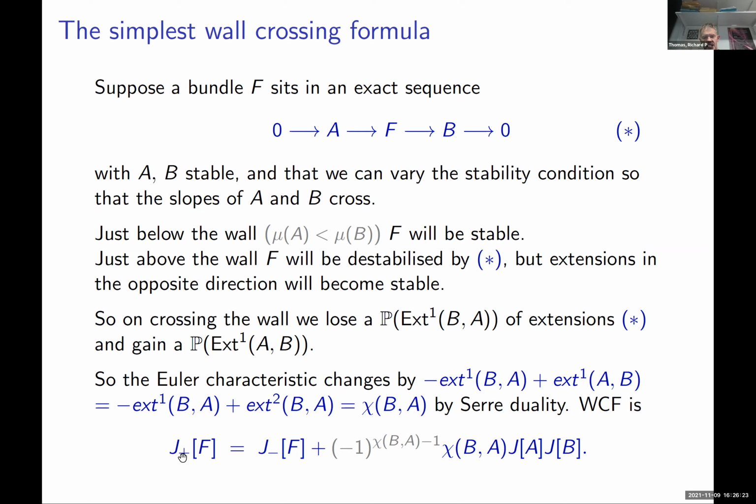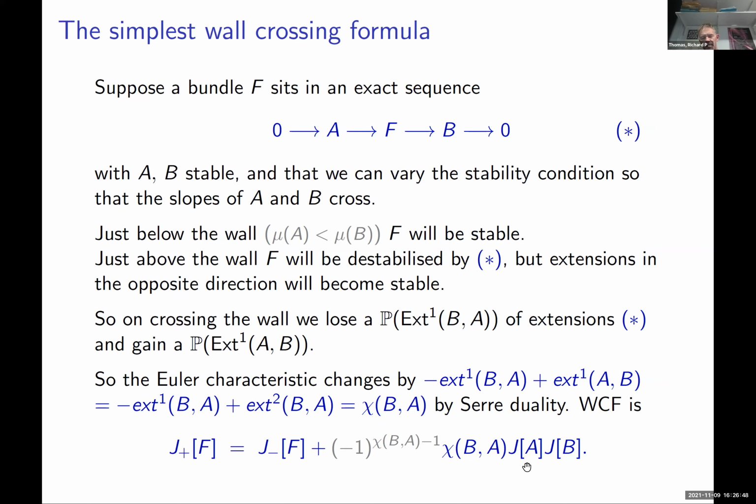So this says that the DT invariant above the wall in the class of F, that means its Chern character or its K-theory class, is the DT theory below the wall, plus the correction. We're ignoring the sign as usual. The correction is this change in Euler characteristic of the fibers. That's this Mukai pairing between A and B, that's topological.